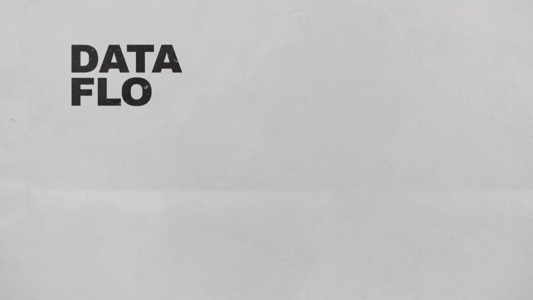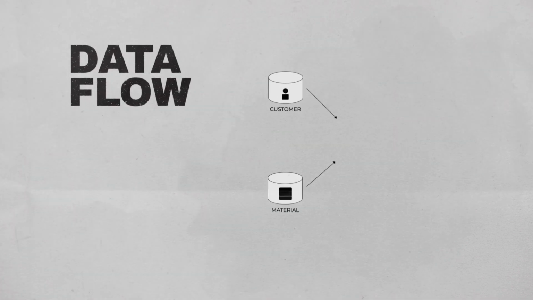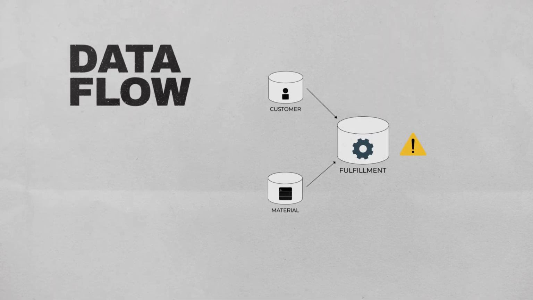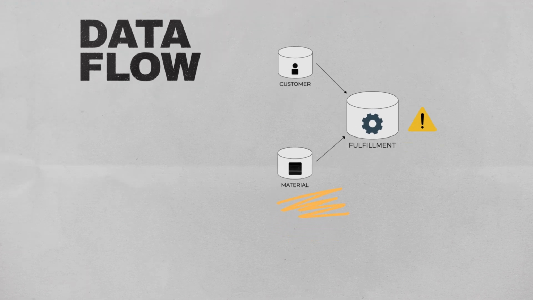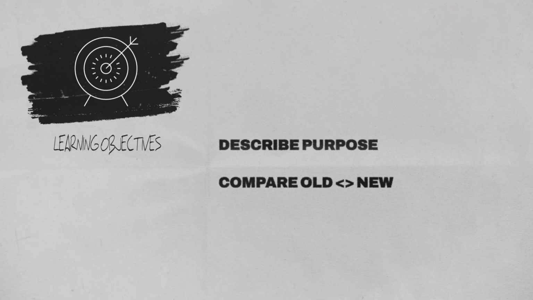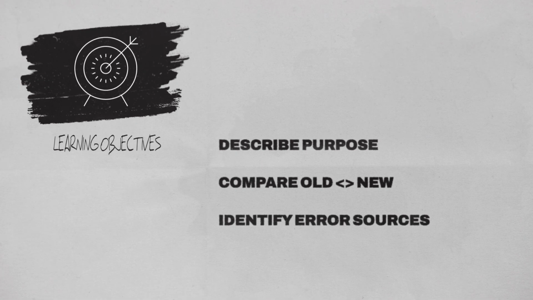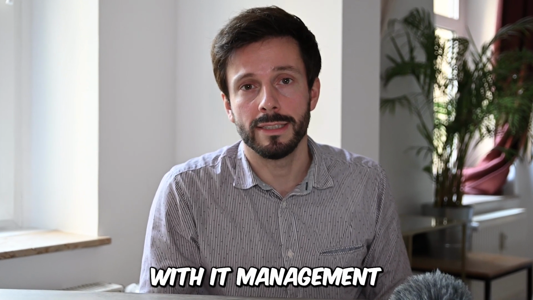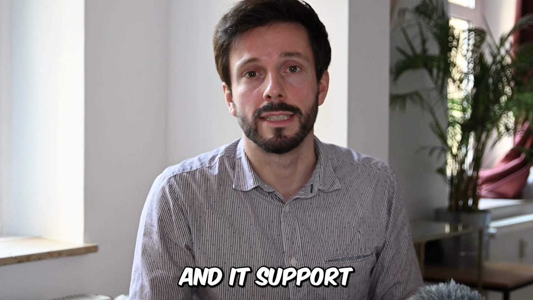If your users have to work with data that comes from other systems, you also want to describe how that information is transferred, so they know how to trace corrupt data. Learning objectives your audience needs to achieve in this section of the training are to describe what the new software is doing, to compare the legacy process with the new one, and to identify error sources in the data flow from other systems. To generate that system overview, you should get in touch with your IT management and IT support teams.